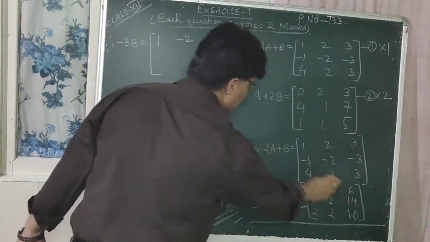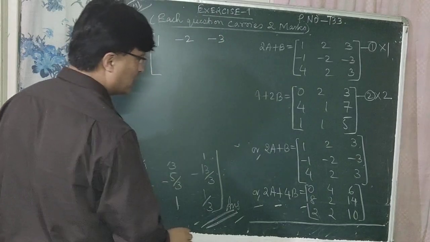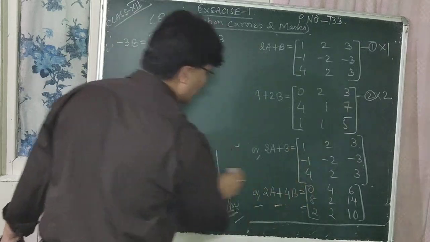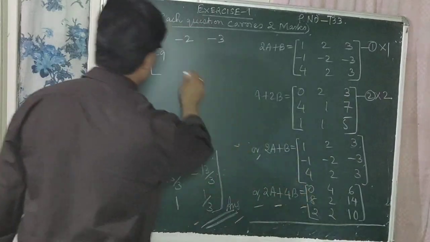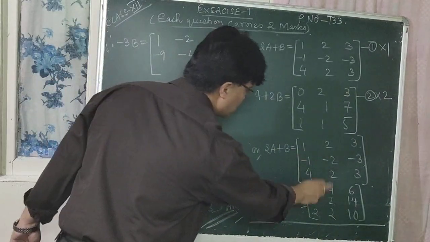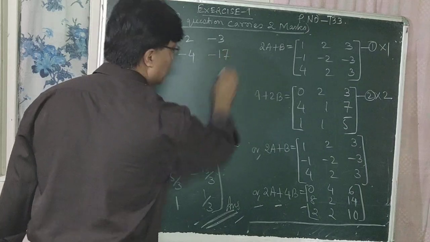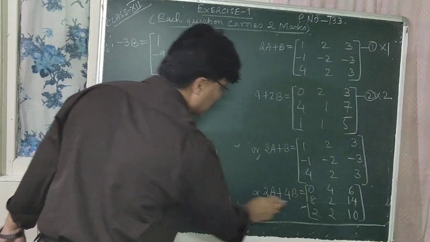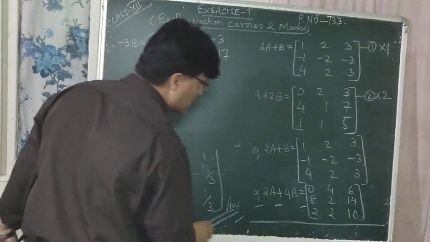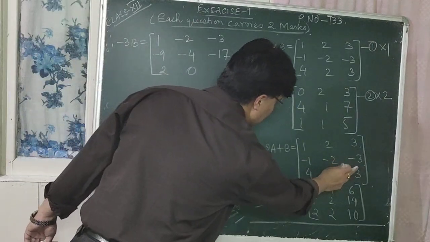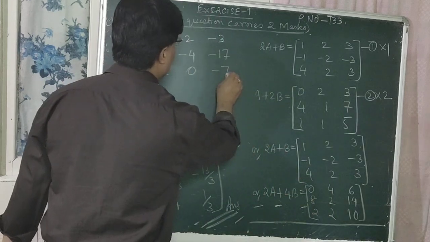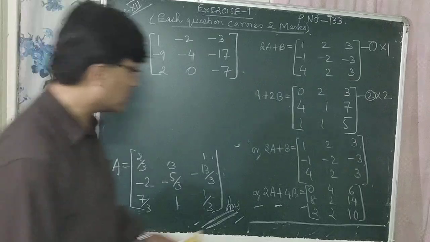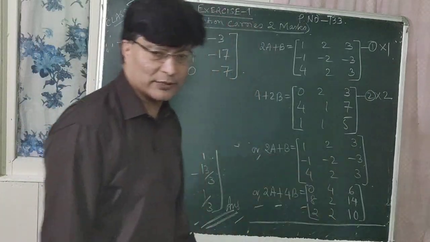1 minus 0, that is 1, 2 minus 4, minus 2, 3 minus 6, minus 3, right, minus 1 minus 8, minus 9, minus 2 minus 2, minus 4, then minus 3 minus 14, minus 17, then 4 minus 2, 2, then 2 minus 2, 0 always, right, and this 3 minus 10 is minus 7. So this is the matrix on the right hand side. So we have subtracted this matrix from that matrix, isn't it?